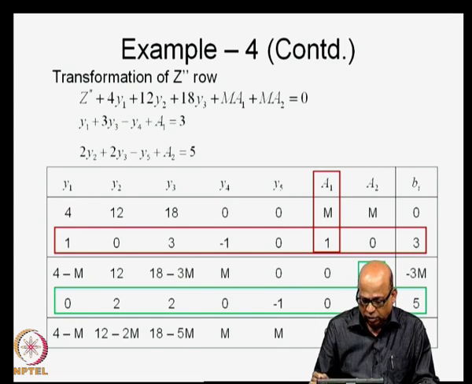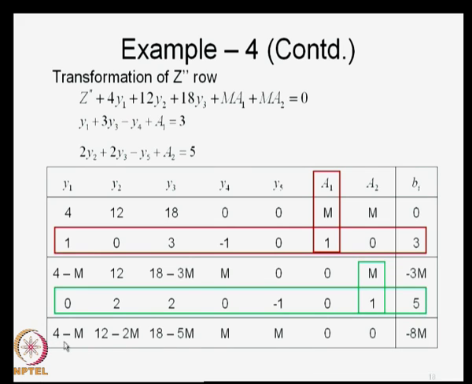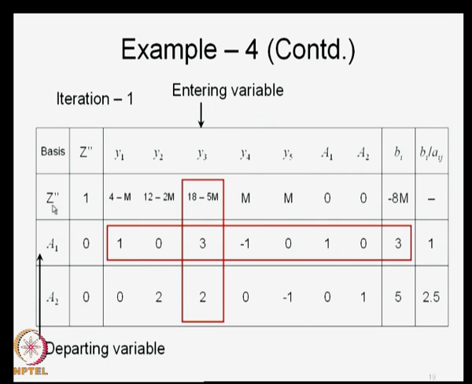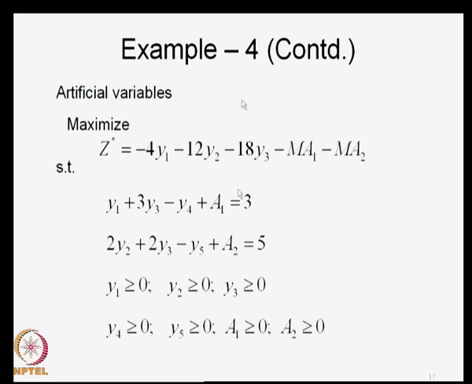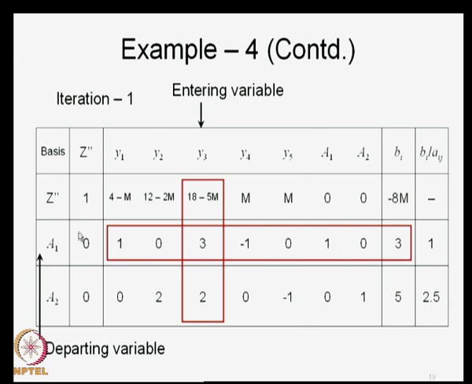So, finally, you get this as the transformed z row: 4 minus m, 12, 12 minus 2 m and so on. We use this transformed z in the first simplex tableau. So, we write the iteration 1 and this is the transformed z row, and our initial basis is got by putting y 1, y 2, y 3, y 4, y 5 as 0. So, you will have a 1 is equal to 3, a 2 is equal to 5 as the initial basic feasible solution. So, that is how we start.